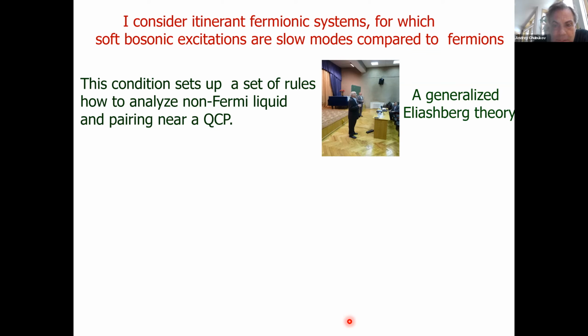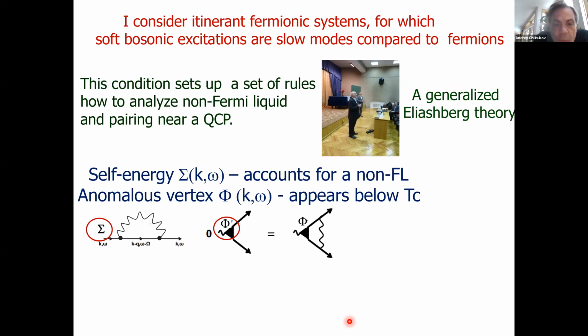In practical terms, this means that we need to analyze two objects. One is the fermionic self-energy, which accounts for non-Fermi liquid, and another is what I call the anomalous vertex, which is the same as the pairing gap, but in a situation when there is self-energy it's better to use this wording rather than pairing gap. Both generally are functions of both momentum and frequency. And particularly for phi, there is a particular channel, d wave, p wave, f wave, whatever, which selects a particular k dependence of the vertex.